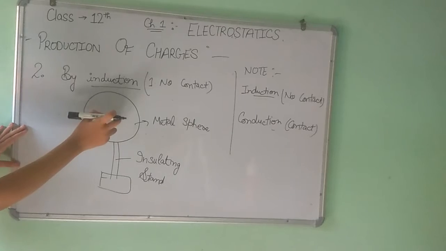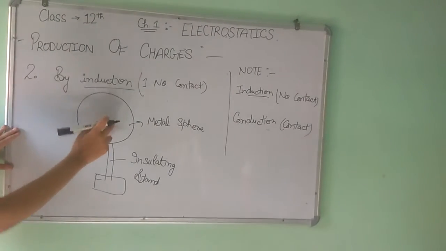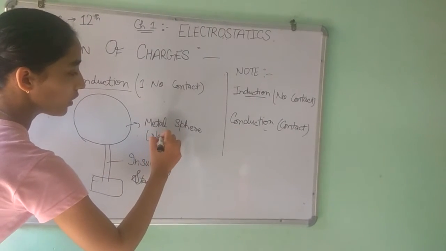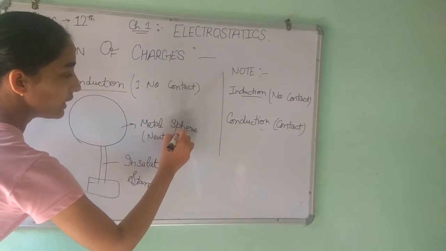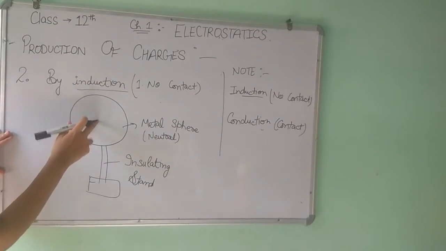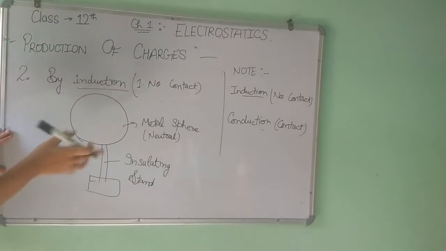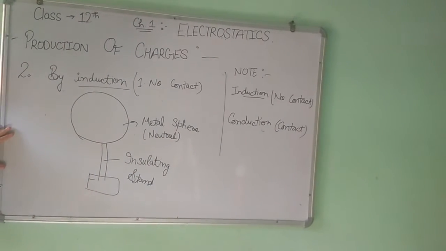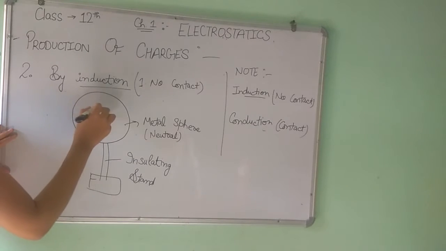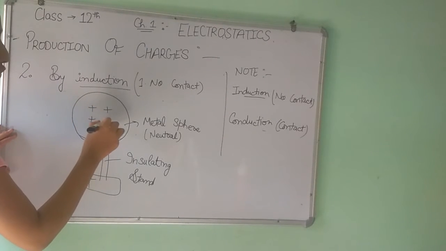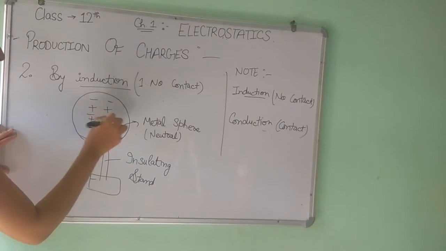We have to produce charges in this metal sphere. It is neutral here, and we have to produce charges in this. Keep in mind that neutral does not mean that it has no positive charge or negative charge. It also means that it has equal magnitude of positive as well as negative charges.